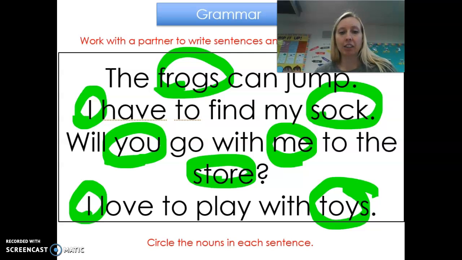And last of all, we'll sing that little song one more time. A noun is a person, place, or thing.